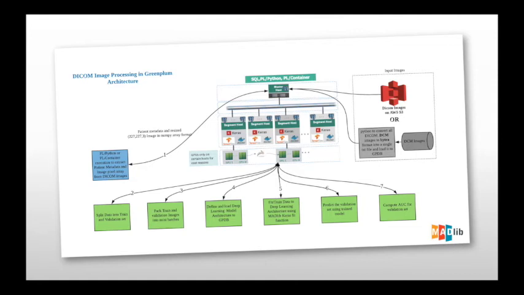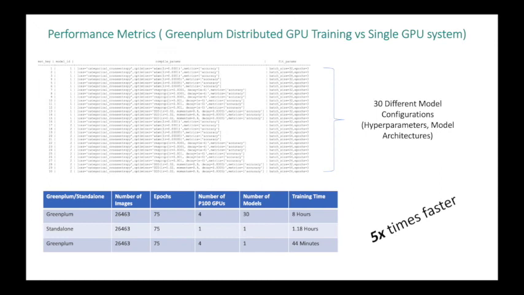Everything you're seeing in this slide is distributed and parallel. So we'll see the performance metrics here. In this slide, you see a performance metrics comparison between Greenplum distributed GPU training versus single GPU system training. The advantage of Greenplum is that you can load 30 different models.